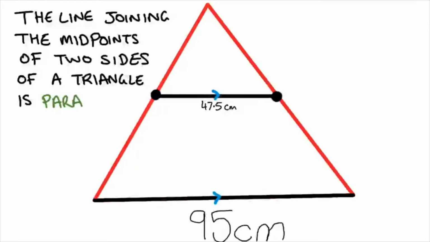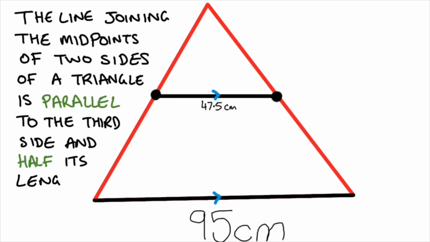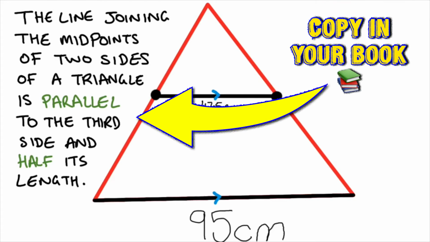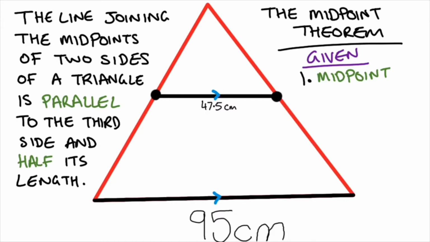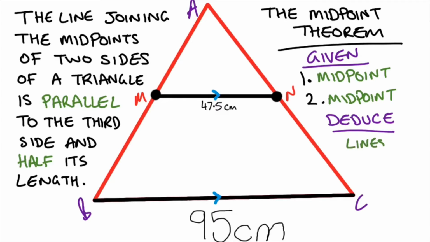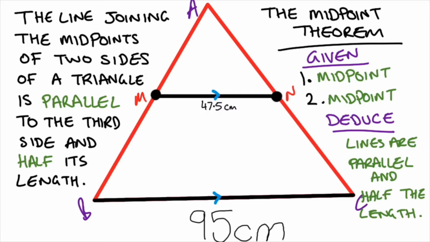The theorem states that the line joining the midpoints of 2 sides of a triangle is parallel to the third side and half its length. This theorem, called the midpoint theorem, gives us the following information. We have one midpoint, which let's say is this one here, and then the second midpoint, of course, this midpoint here. In fact, if we label this diagram A, B, and C, we can say M is the midpoint of AB, and we can say N is the midpoint of AC. What we deduce from that is that the lines are parallel. MN is parallel to BC and it's half its length.